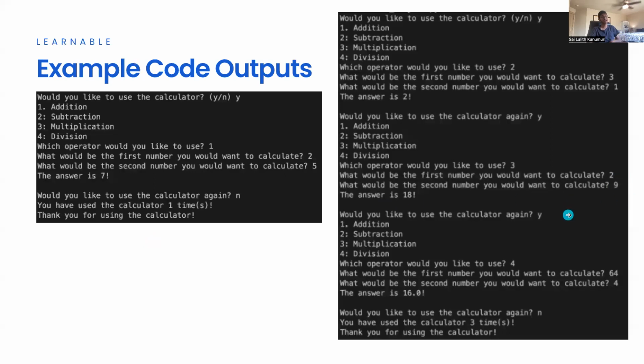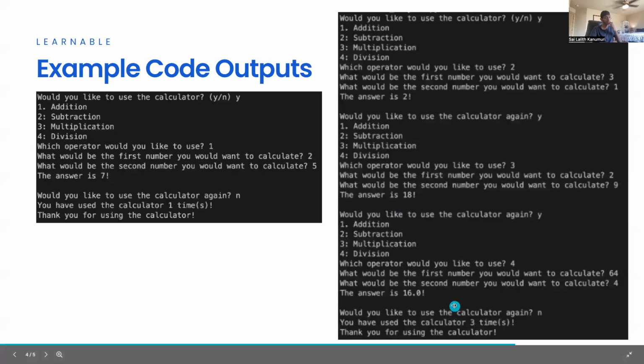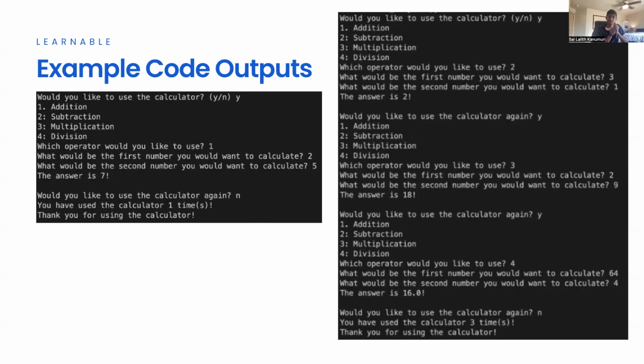Would you like to use the calculator again? Yes. And then you pick 1. I pick division. So 64 divided by 4 is 16.0. And we look at the calculator again. No, you used the calculator 3 times because 1, 2, 3. And thank you for using the calculator. These are the code outputs of 2 different scenarios.